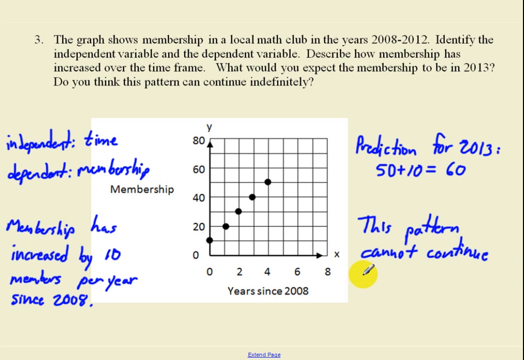So this pattern cannot continue, or the math club would have more members than there are students.